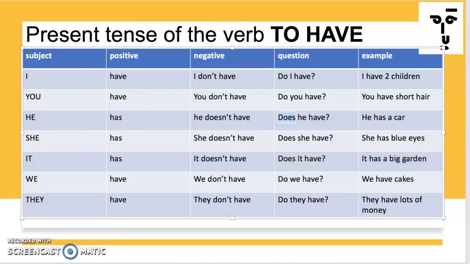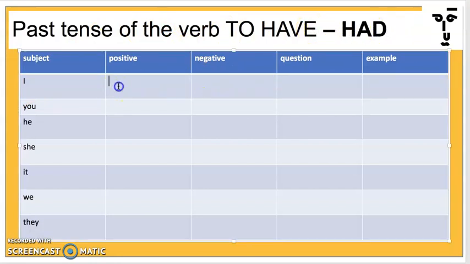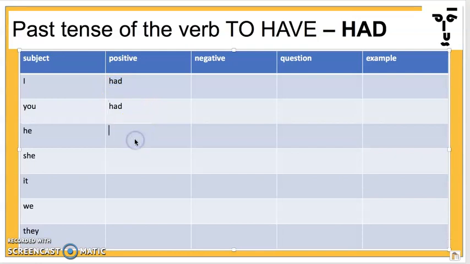Now we've learnt this present tense of the verb to have, but we want to talk about the verb in the past tense. So the past tense of the verb to have is quite easy because really it's just one word, and it's the same for all of them. I had, and it doesn't change. It's the same for all of them. I had, you had, he had, she had, it had, we had, they had.